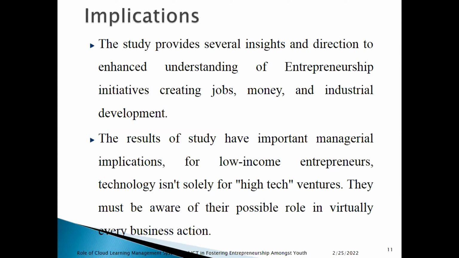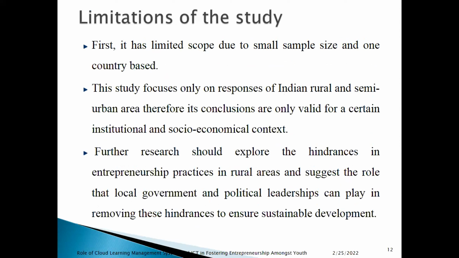That is, technology is not only for high-tech ventures. They must be aware of its possible role in virtually every business action. Now, the study suffers from the following limitations.